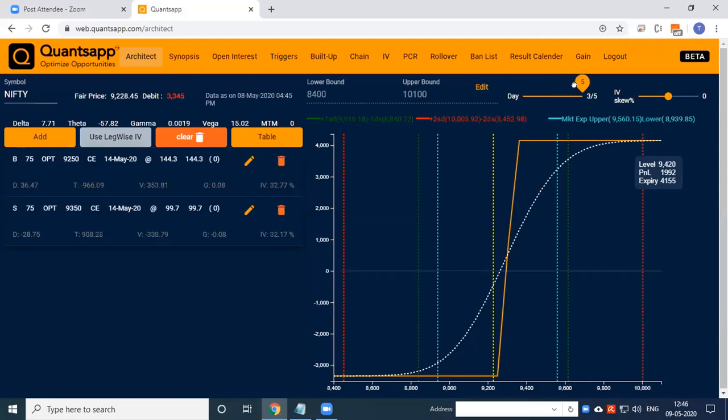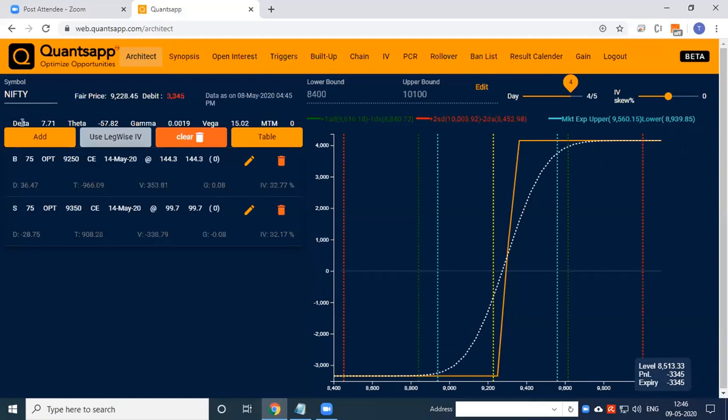If I make it say 4 days, your PNL increases to 1600. Similarly, if we do on the lower end, at 9200, we have a loss of 1400 compared to the expiry loss of 3345. So you can also look at your positional deltas, positional Greeks.